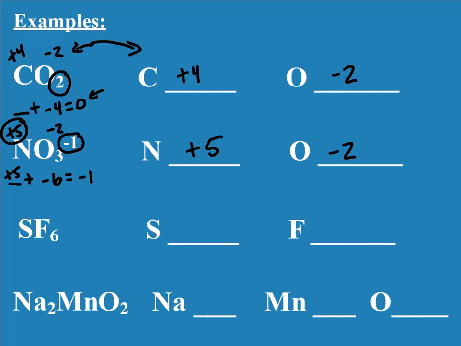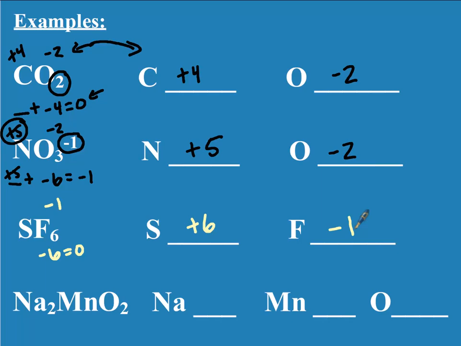Let's look at two more examples. Out of S and F, I have a rule for F. F is a -1. If I didn't have a rule for either of them, the more electronegative will take the negative charge that it normally has. So -1 times 6 is -6, and again it has to add up to 0. So that means sulfur must be a +6.